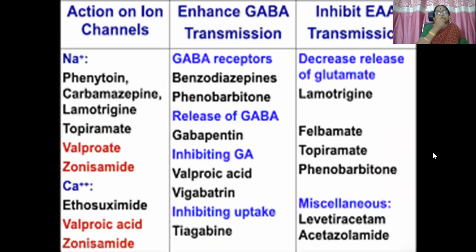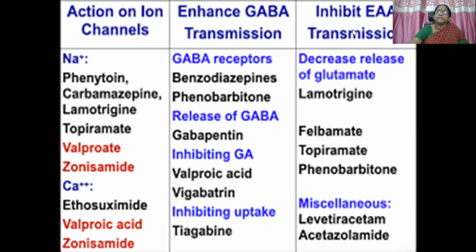Then action on ion channels. So we have discussed sodium channels and calcium channels. Just like a recap, drugs acting through blockade of sodium channels: phenytoin, carbamazepine, lamotrigine, topiramate, valproate, zonisamide; and calcium channel blockade: ethosuximide, valproic acid, and zonisamide; and enhancing GABA receptors. So directly ion channels action: benzodiazepines and phenobarbital; release of GABA, that is by gabapentin; inhibiting GABA transaminase: valproic acid and vigabatrin; inhibiting uptake, T for tiagabine.